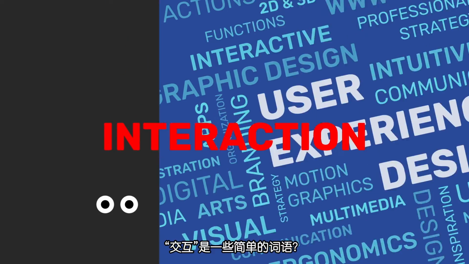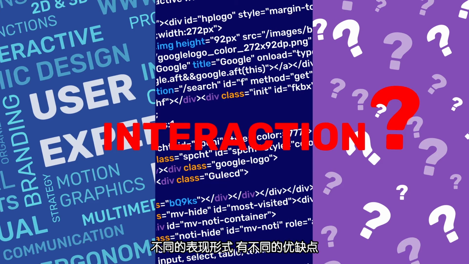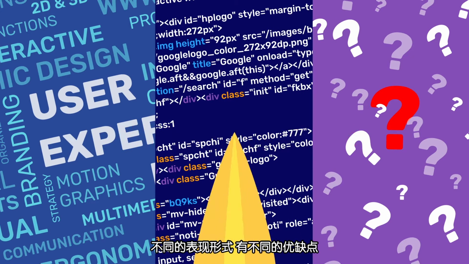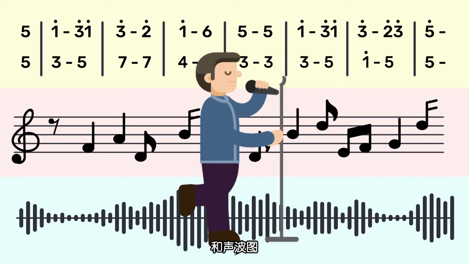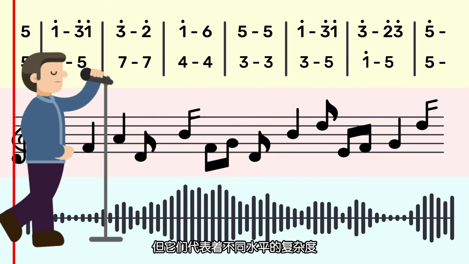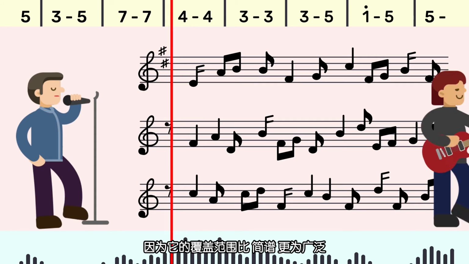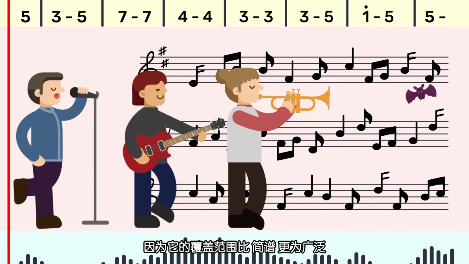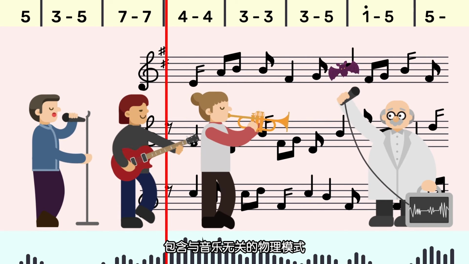This gap of understanding shows how people think differently about the complexity of interactions. Is it simple phrases, complicated codes, or something else? Different representations have different pros and cons. Like in music, numbered notation, staff, and audiograph can all be used to describe sound, but they represent different levels of complexity. Staff becomes the dominant language of music because it can cover a broader range than numbered notation and isn't like audiograph, which contains redundant physical patterns of music.